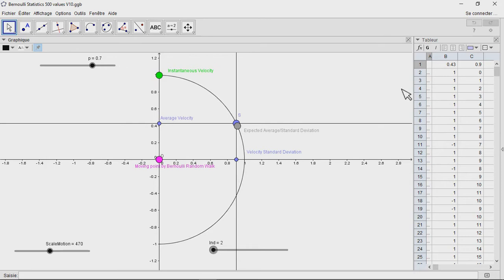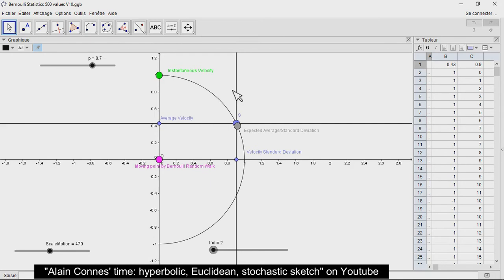The standard deviation of velocity is measured over the entire data series at each interval tau. The point S, defined by the average velocity and its standard deviation, is on a half circle of radius equal to the instantaneous velocity. We therefore find the configuration presented in the video Alain Connes time, a hyperbolic, Euclidean, stochastic sketch.